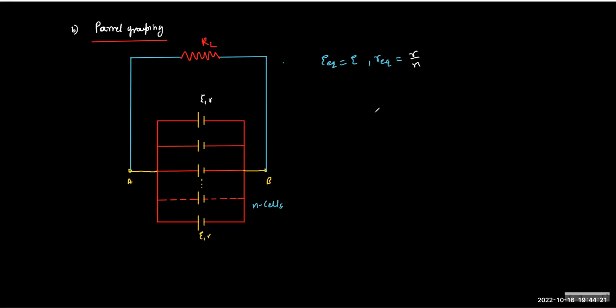Now this is a simple circuit. We have one resistor, one EMF, and one resistor. And therefore, we can find the current. What is the current here? The current is E by, how much? E by RL plus R by N.